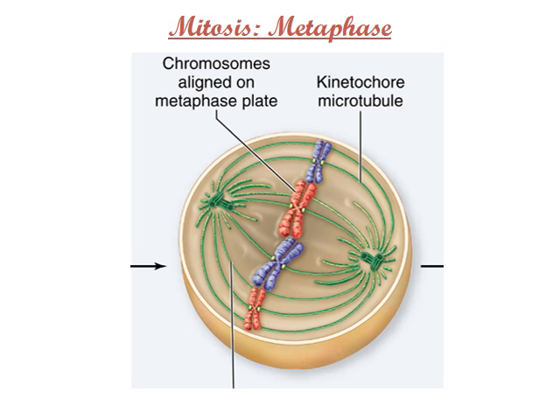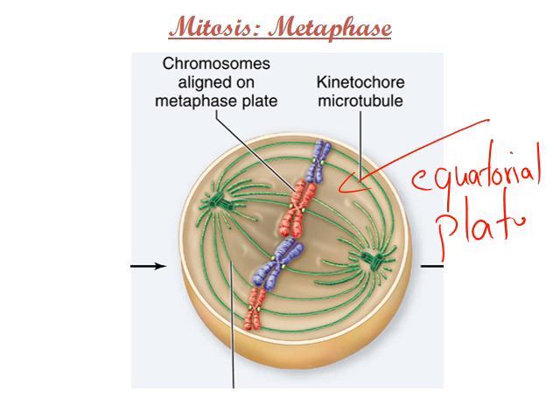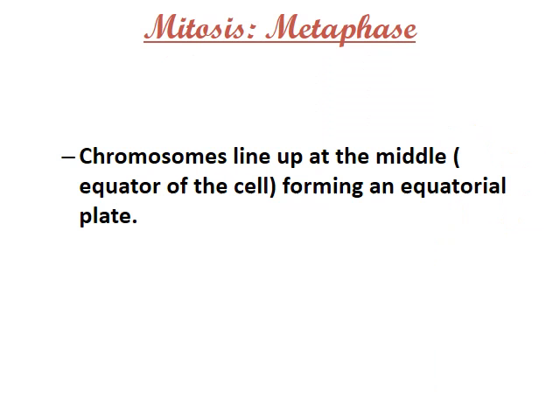Next in mitosis is the metaphase. In metaphase, the chromosomes are aligned on the metaphase plate, meaning they are aligned in the middle of the cell. They form something known as the equatorial plate. The chromosomes line up at the middle of the cell, the equator of the cell, forming what is known as the equatorial plate.